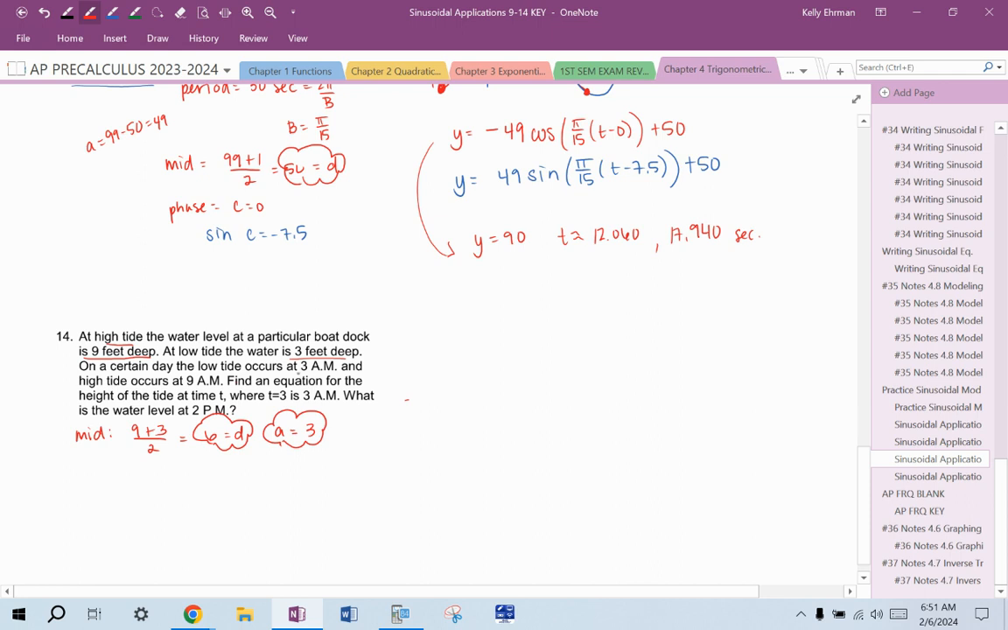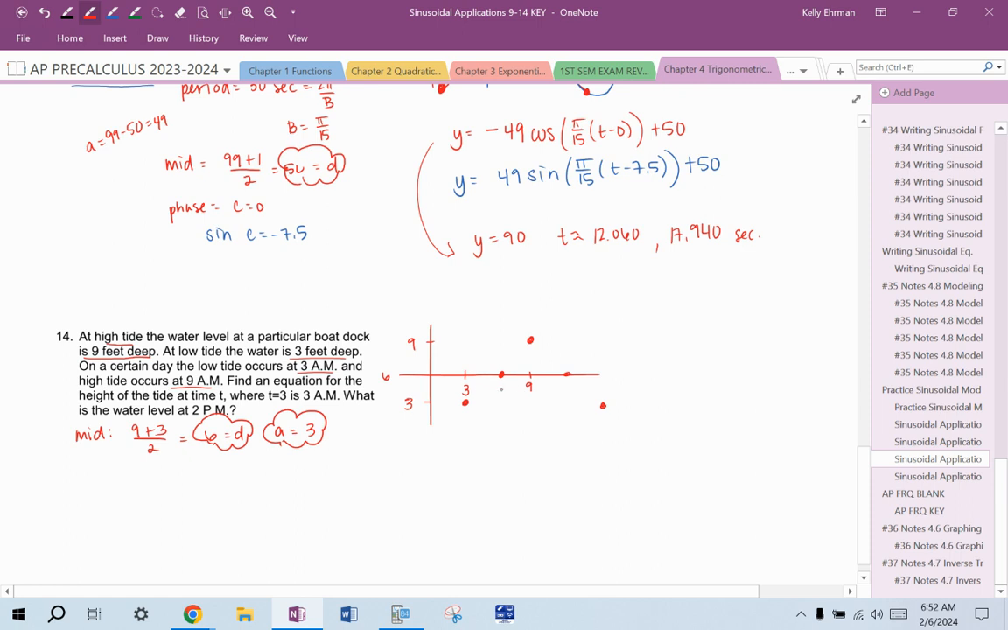On a certain day, the low tide occurs at 3 a.m. and the high tide occurs at 9 a.m. Find an equation for the height at time t where t equals 3 is 3 a.m. All right, so let's look at what we have here. We've got a midline of 6, max of 9, min of 3. At 3 a.m., so just mark 3 off somewhere, you're at low tide. And then you'll hit midline, high tide, midline, low tide. At 9 a.m., we hit that high tide.